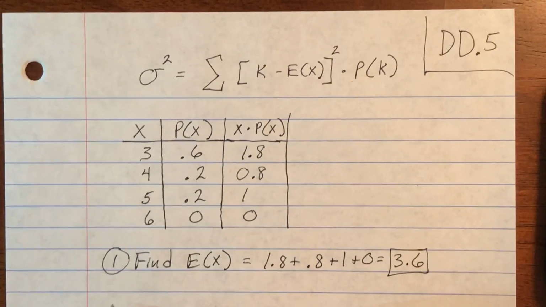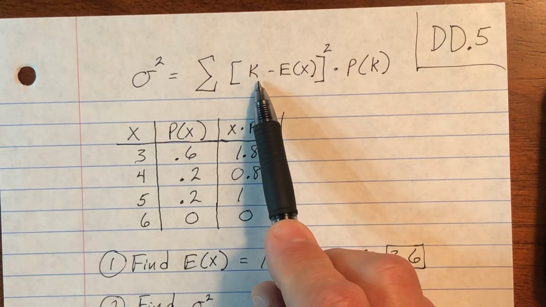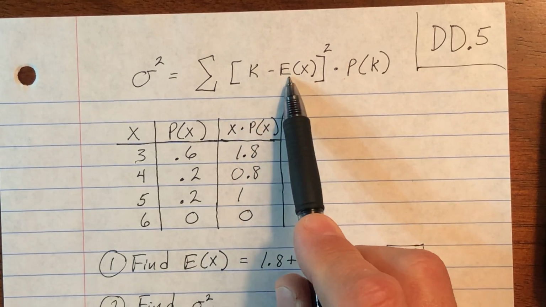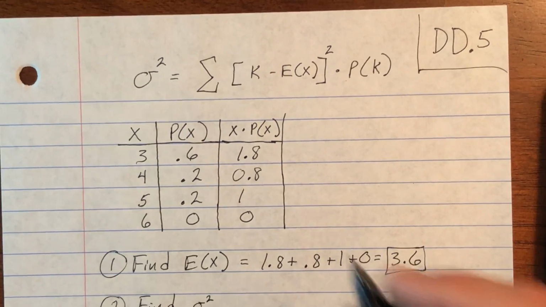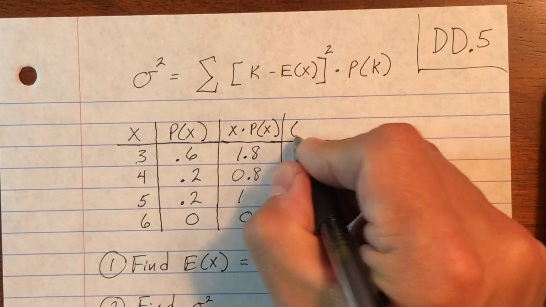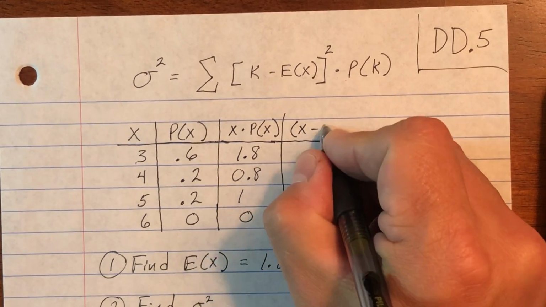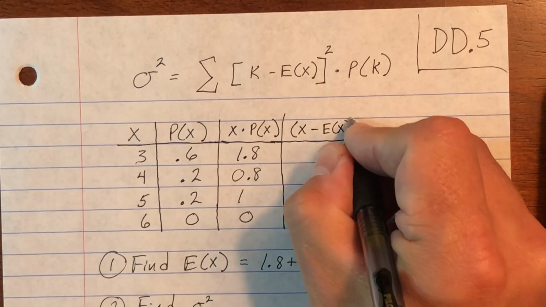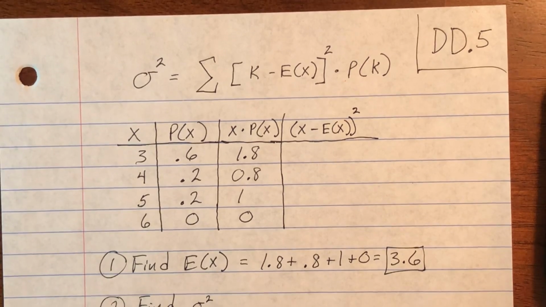Okay. Step 2 is to find the variance. In order to do that, in our formula, we have to figure out what k minus the expected value squared is equal to. So I'm going to extend this again, and I'm going to put that on here. I'm going to use x instead of k. X minus the expected value, and then I'm going to square that. So let's figure out what that's equal to.